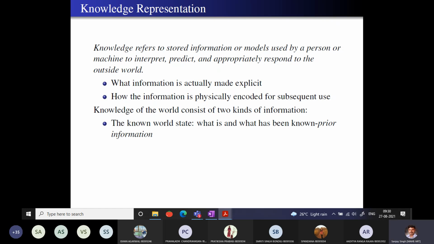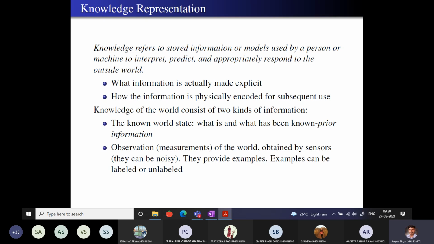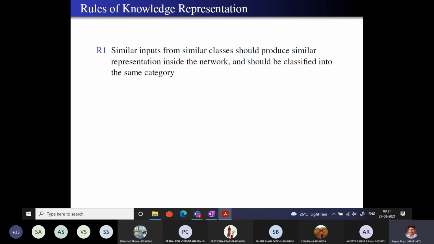So knowledge of the world consists of two kinds of information. One is the known world state, meaning what is and what has been known. That is prior information of some sort. Another is observation, or the measurement of the world obtained by sensors. They can be noisy. They provide samples. Samples can be labeled or unlabeled. So this is the observation. This normally happens in the case of machine learning or neural networks.